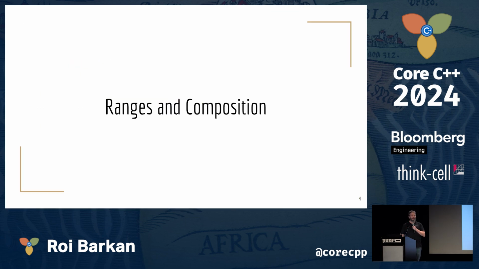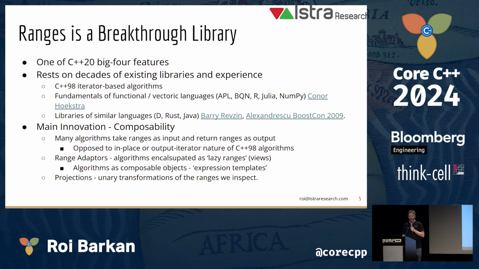Okay, so the main thing about ranges, from my point of view, is the point of composition. Ranges allow people to write algorithms and break them down into different building blocks that compose. As mentioned, C++20 gave us ranges, concepts, coroutines, and modules. Those are the big 4 for C++20.